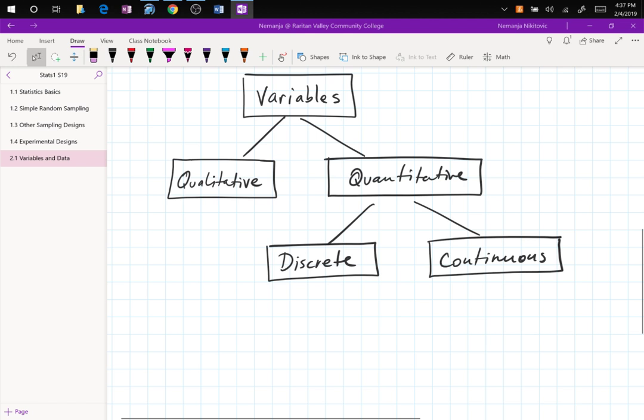Shoe size. What do you think? It's discrete. Is your foot growing discrete? No, right? Your foot doesn't grow in discrete steps. It grows continuously, little by little, throughout the time. So that's that. Now we have these qualitative data on the other side, that's no numbers.